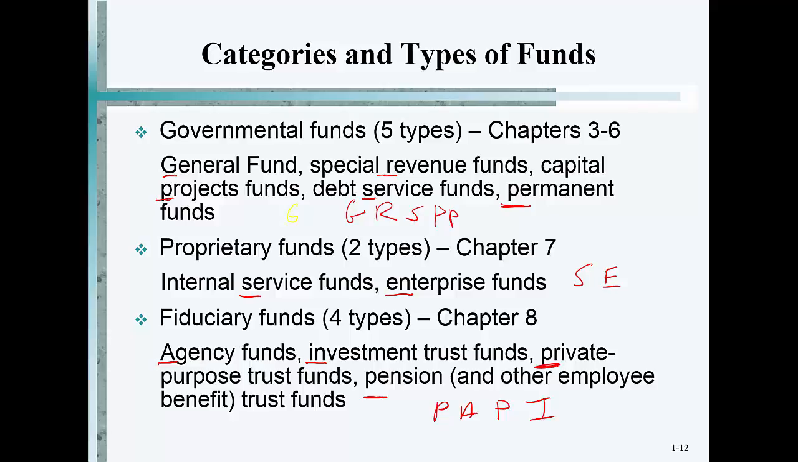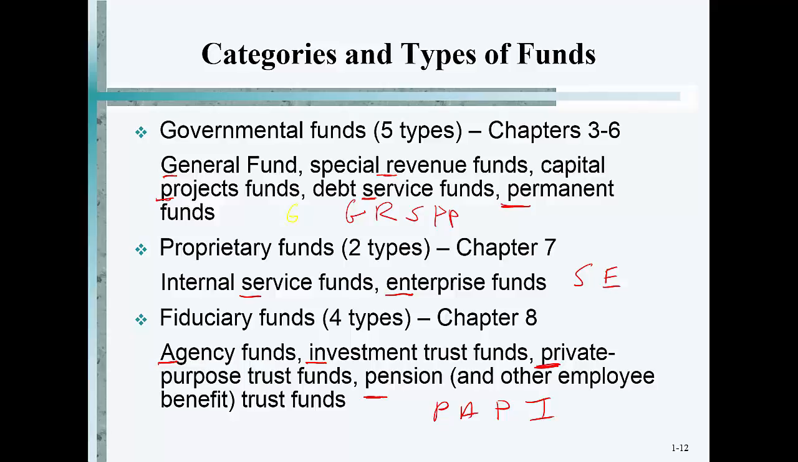Pension fund, agency fund, private purpose trust fund, the investment trust fund. Those are the 11 funds that will be rolled up and reported at the government-wide level. Okay, and we will also have them being displayed at the individual fund level as well. 2 levels of reporting, right?